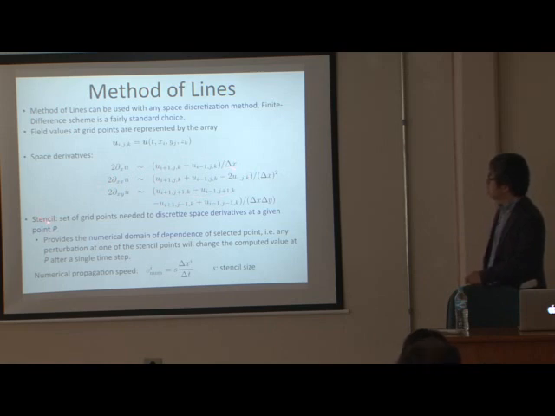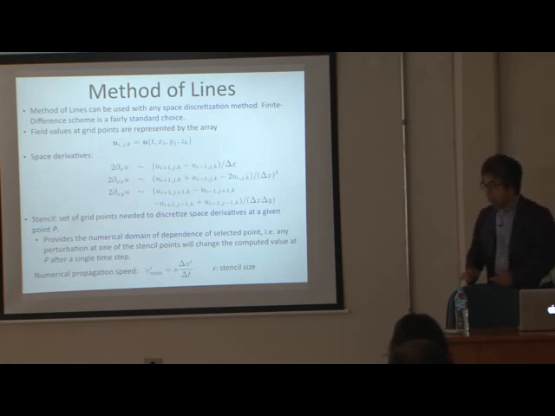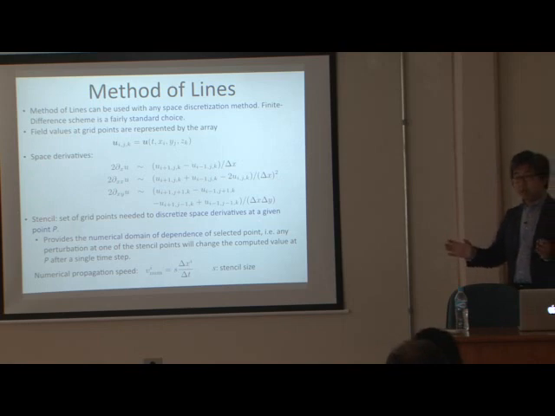So we say this is a stencil. This is the set of grid points needed to discretize the space derivative at a given point P. This also provides the numerical domain of dependence of the selected point. Any perturbation at one stencil point will change the computed value at P after a single time step. Then this gives the numerical propagation speed, which we can calculate as s delta x over delta t, where s is the stencil size. So every time we need information from the neighbors to change one point.